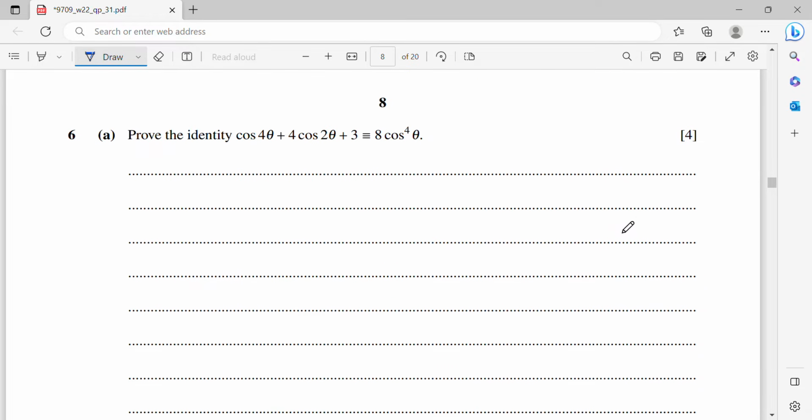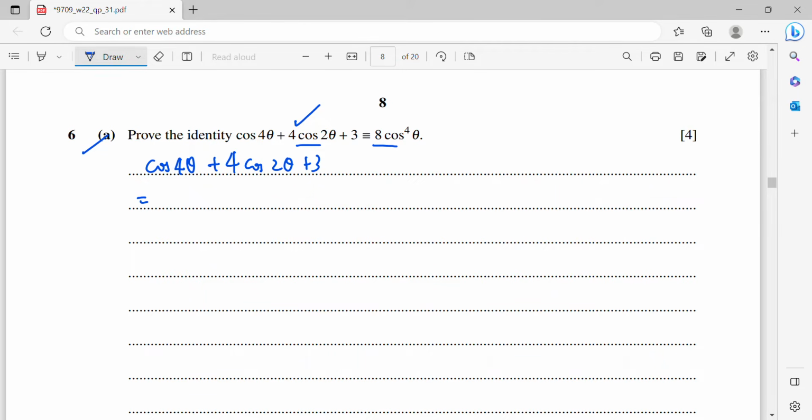Now, question number 6. A, prove that the identity cos 4 theta plus 4 cos 2 theta plus 3 is equivalent to 8 cos to the power 4 theta. So when you need to prove the identity, you either start from the left side or the right side. But obviously, the left side has 3 terms. Therefore, we will start with the left-hand side so that you can simplify the terms.